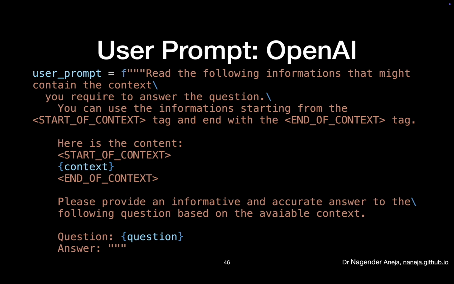Please provide an informative and accurate answer to the following question based on the available context. We're being polite here, no need, but we're being polite and saying provide an informative and accurate answer using this context based on the question. This is the question, and this question will be replaced with the actual question, and then we have the answer colon, and then the space, right? So we are expecting that the language model can fill this now. Using this context, this question can be answered.